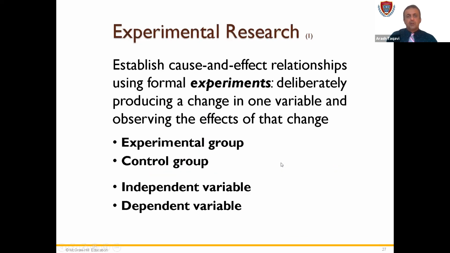Pay attention: experimental research is the cause and effect relationship using formal experiments. Think about Wilhelm Wundt. We were talking about Wilhelm Wundt in the first PowerPoint. He was the founder of experimental psychology. But why? Because he worked in a laboratory, changing variables, examining cause and effect, and deliberately producing a change in one variable and observing the effects of that change on other variables. Experimental group, control group, independent variable, and dependent variable.